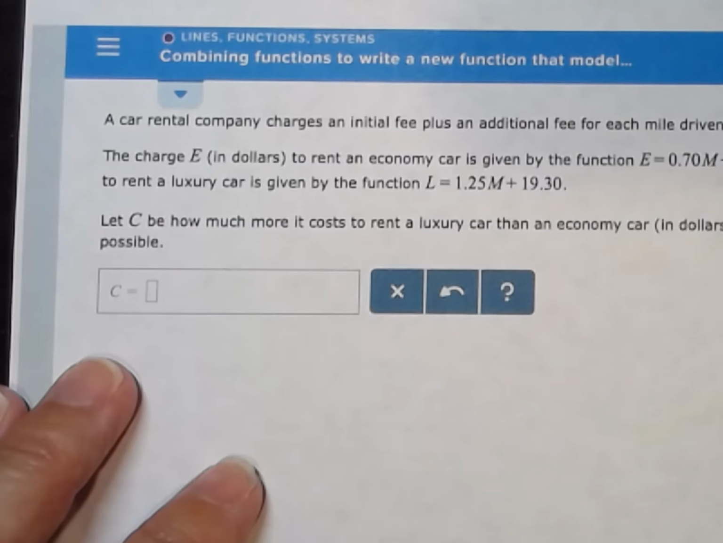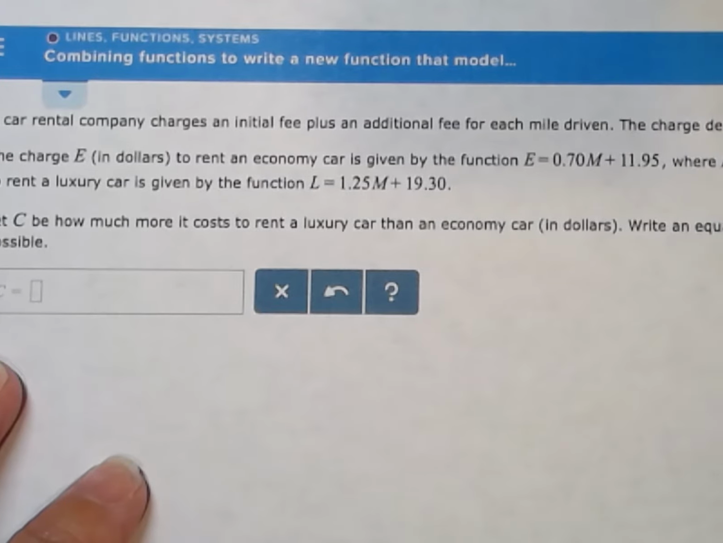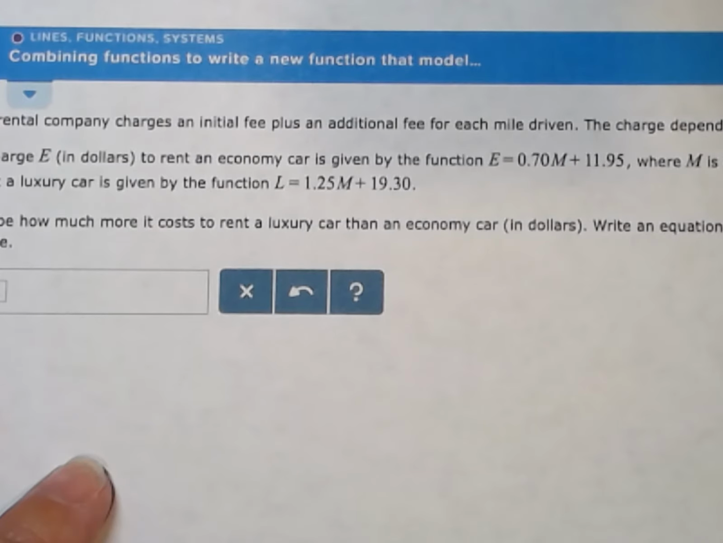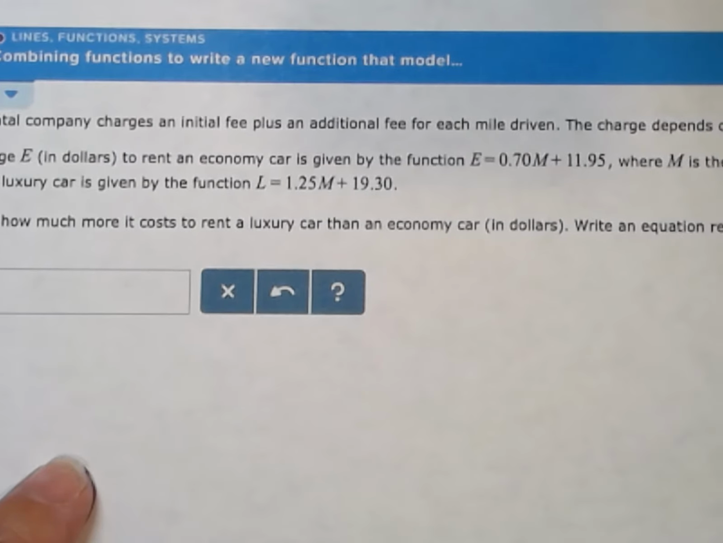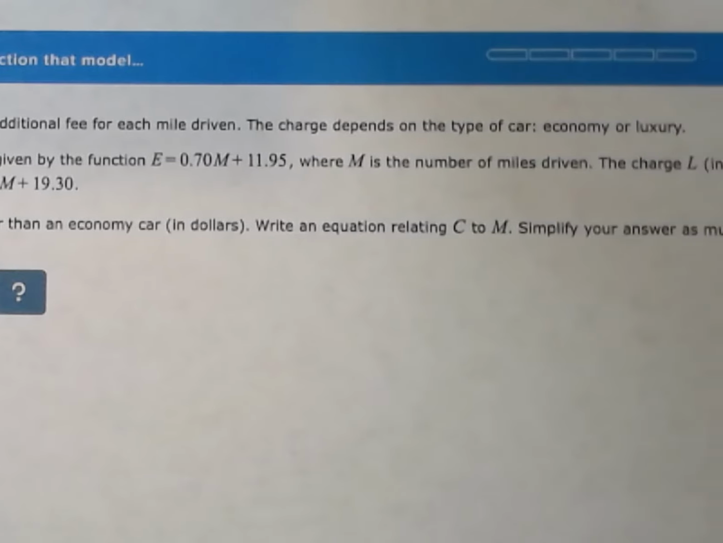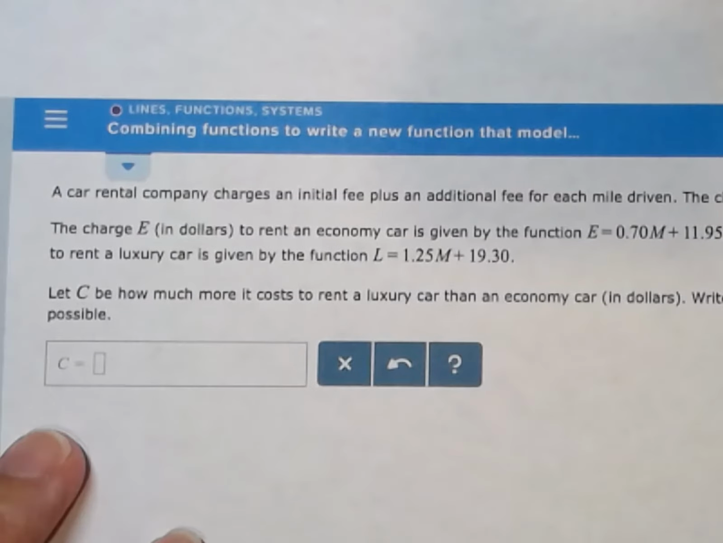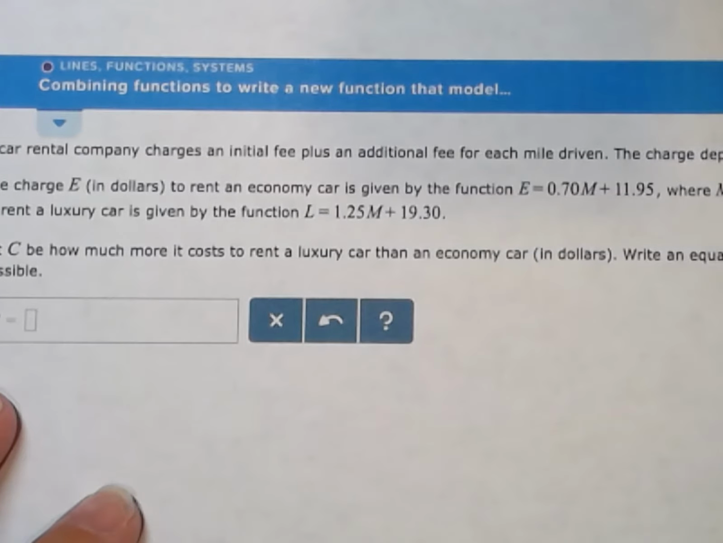So the charge E to rent an economy car is given by the function E equals 0.70M, where M stands for miles, plus 195. And it tells us M is the number of miles. So the charge L for the luxury car is L equals 1.25 times the miles plus 1930.